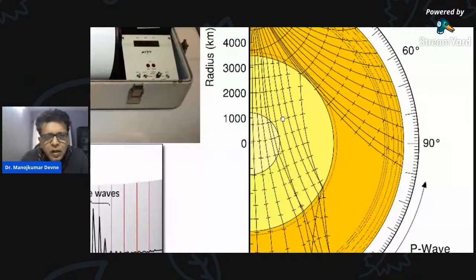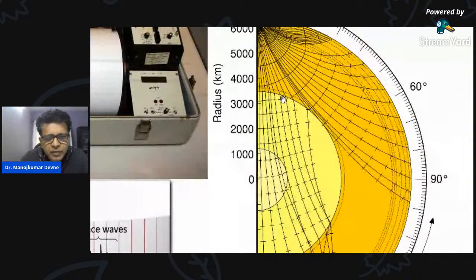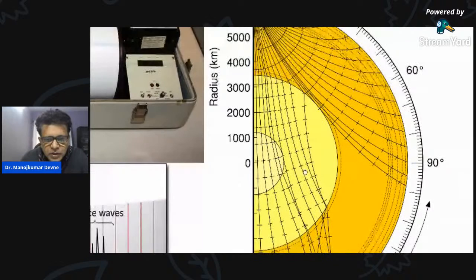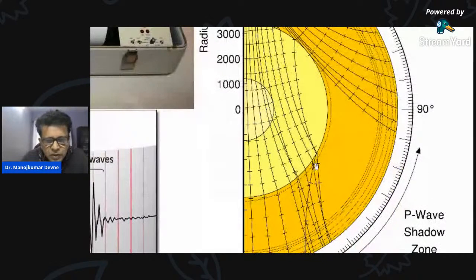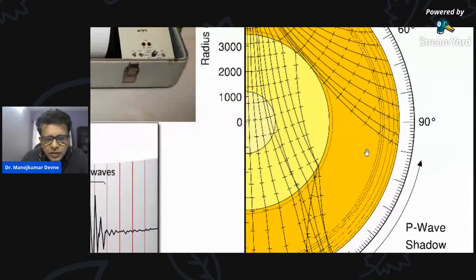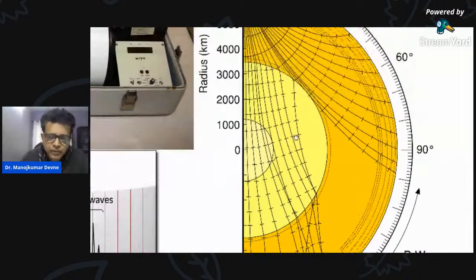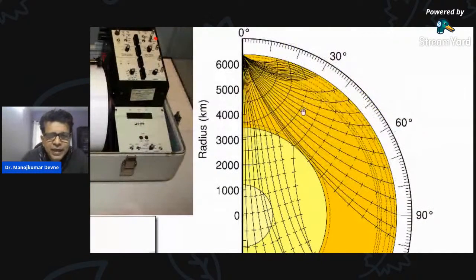Now, interestingly, when the primary waves enter, they refract outwards. And when they come out once again in the mantle, they refract inwards. Because of this, there is some area which does not experience these primary waves at all. Secondly, secondary waves cannot pass through liquids. Because they can't pass through liquids, once they enter the outer core, they're lost forever.